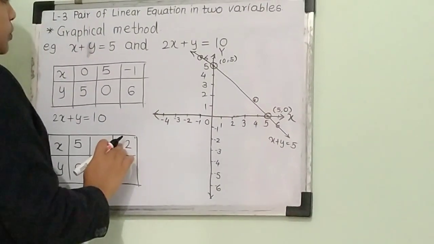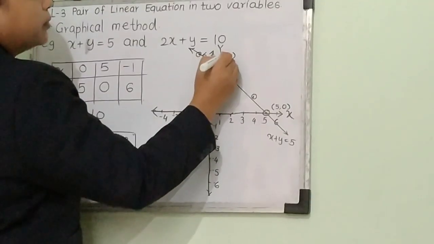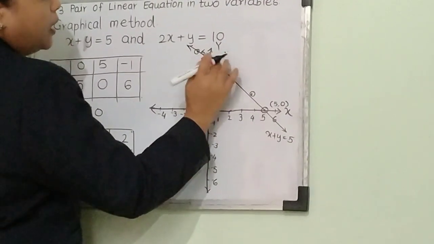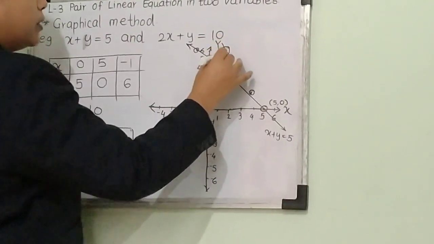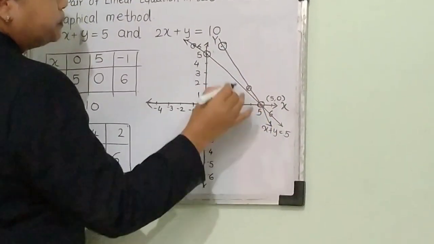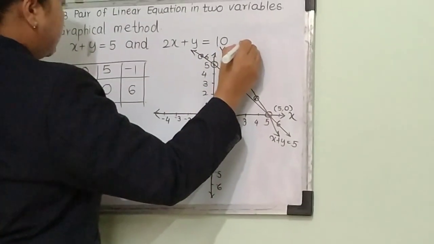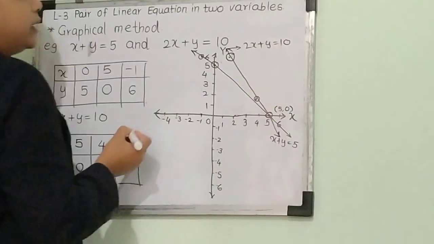Third, that is 2, 6. So 2, 6 will be coming here, this point, and we have to draw the line, and this line we can say that 2x plus y equals to 10.